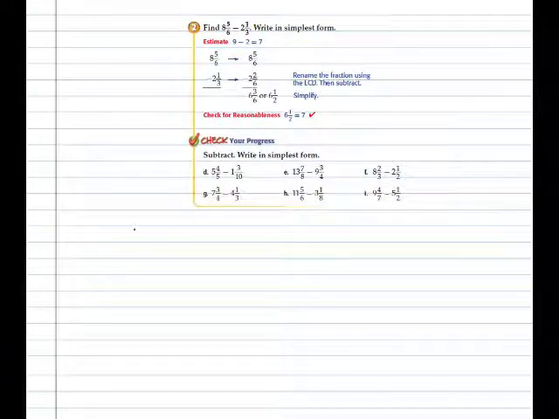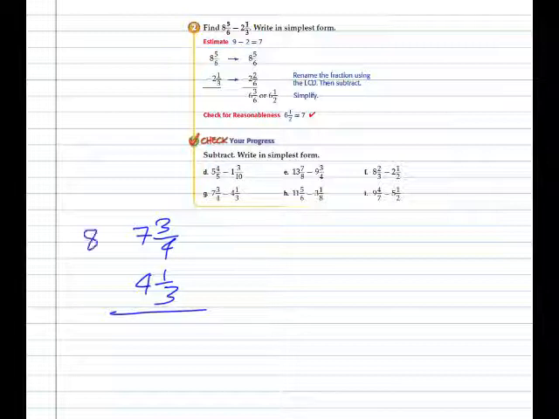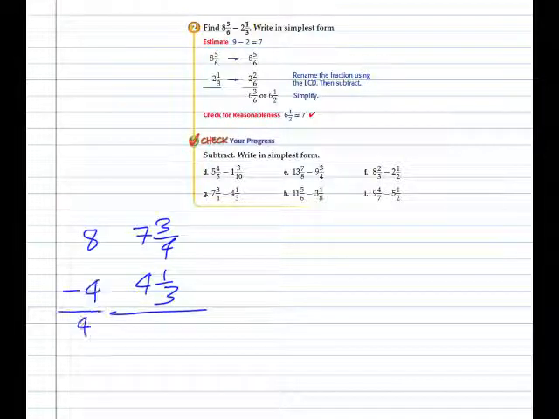Second part. Example G, 7 3/4 minus 4 1/3. Working lots of examples here, which is good. 7 3/4 is going to round to 8. 4 1/3 is going to round down to 4. 8 minus 4 is 4.